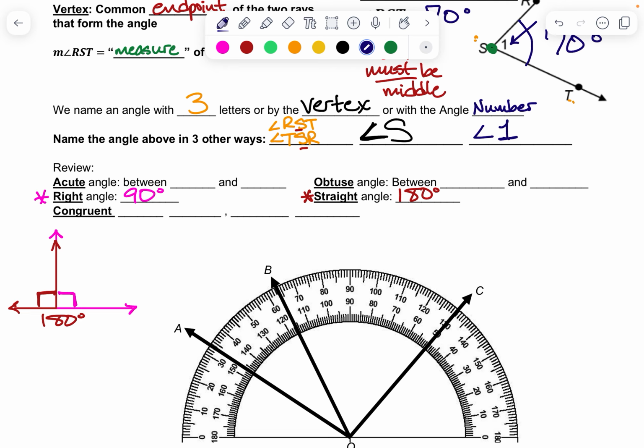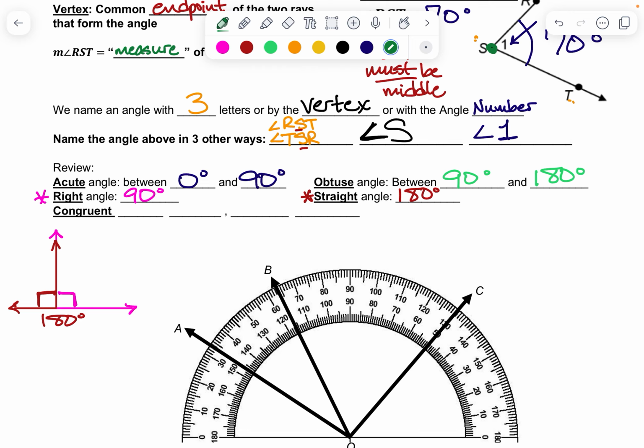Now, acute is when the angle is between 0 and 90. That means it can be all the way up to 89.99, and it's still going to be acute. As soon as it hits 90, it's then classified as a right angle. And as soon as it goes over 90, it's going to be classified as obtuse. So if it's between 90 and 180, that's going to be an obtuse angle.